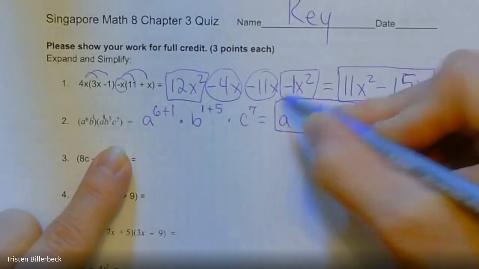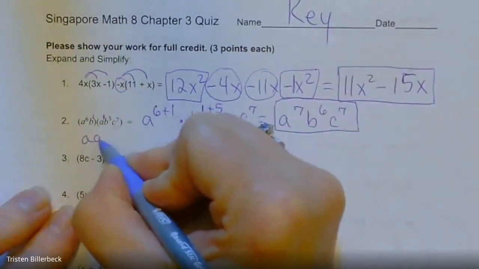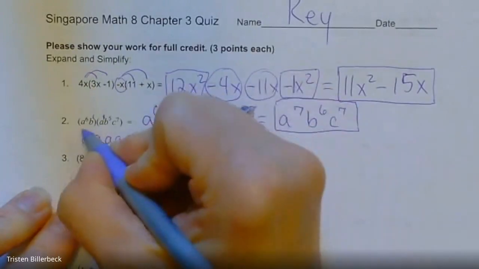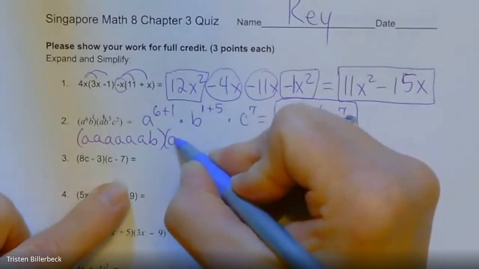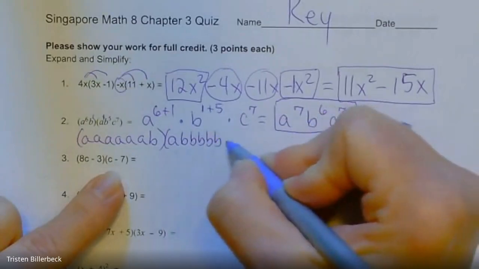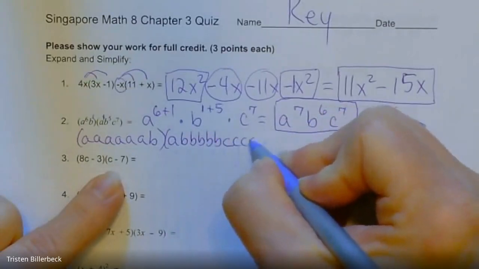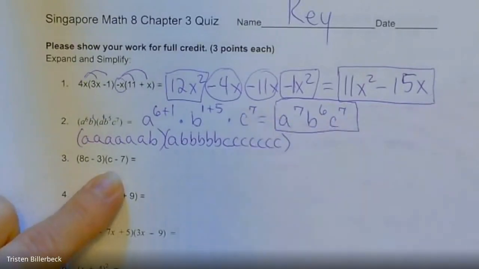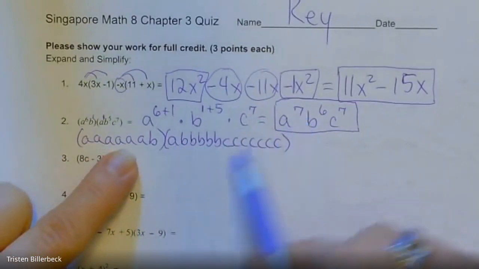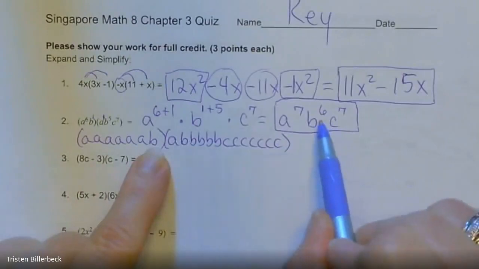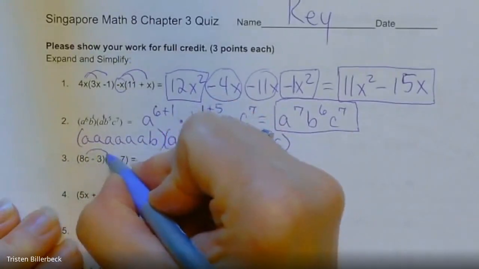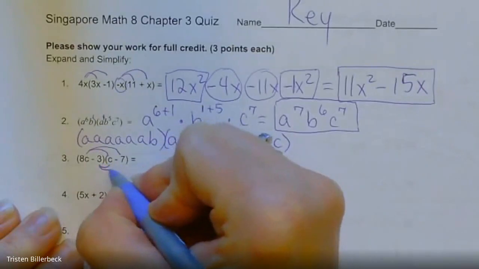Okay, if we weren't comfortable with our exponent rules, we could have listed out 1, 2, 3, 4, 5, 6 a's and 1 b. And an a and 5 b's, 1, 2, 3, 4, 5. And 7 c's, 1, 2, 3, 4, 5, 6, 7. And we could have counted them all. So we would have had these 6 plus 1 is 7. This 1 plus the 5 is 6. And we had 7 c's.